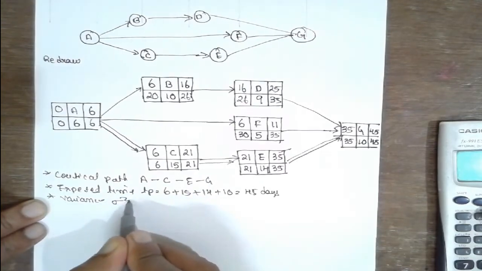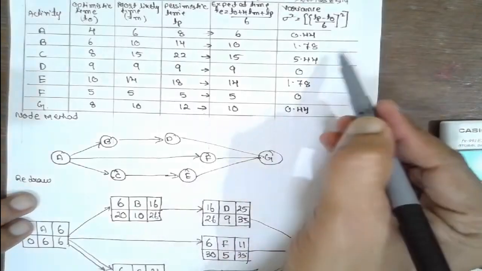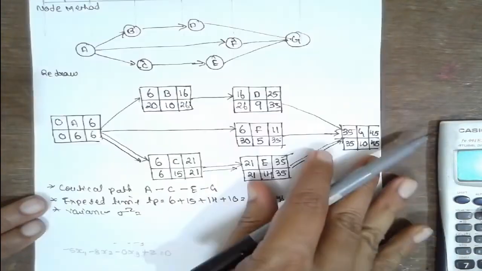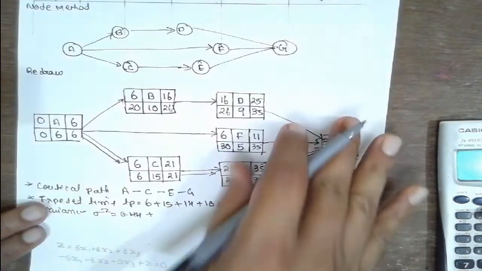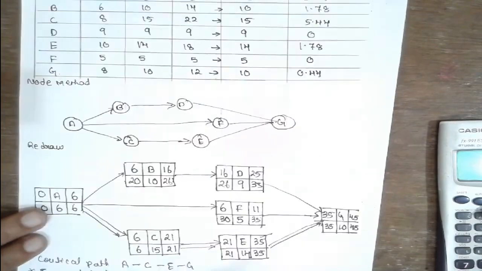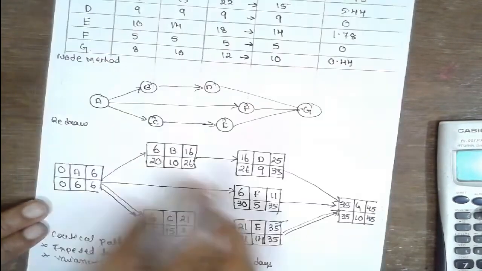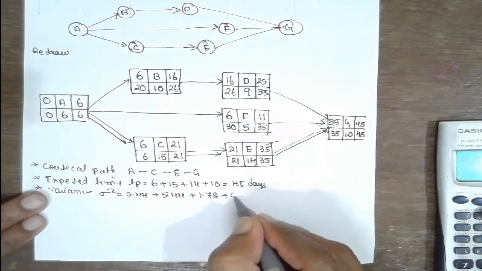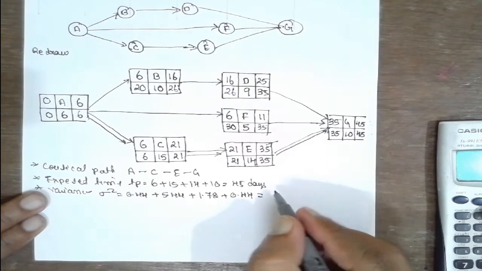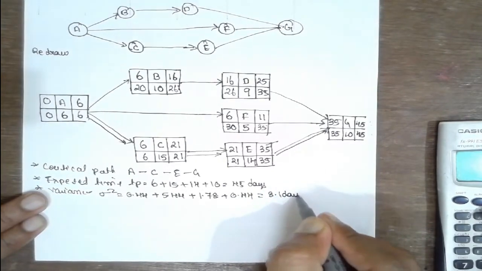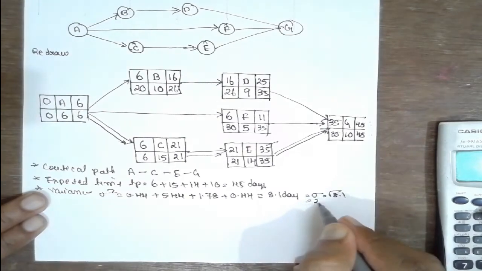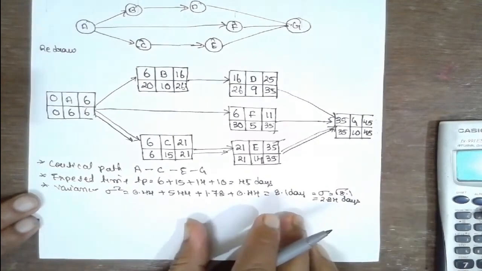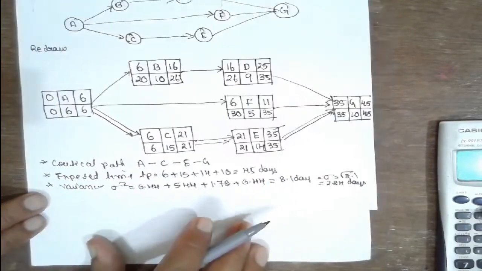Now see how to find out the variance. Sigma is critical path. What is A value in the variance? 0.44. Plus C value. What is C value? C value is 5.44. Plus what is E value? 1.78. What is G value? G value is 0.44. If you add it, it will be 8.1 days. Go for root, sigma is root 8.1, it will be 2.84 days.